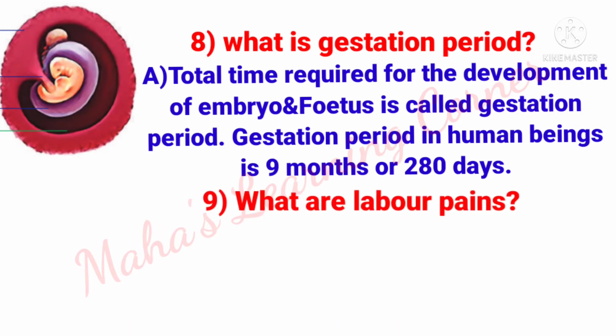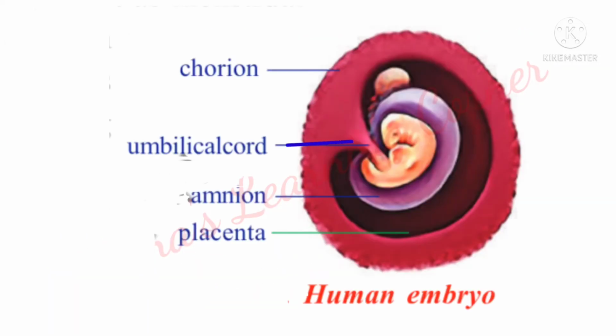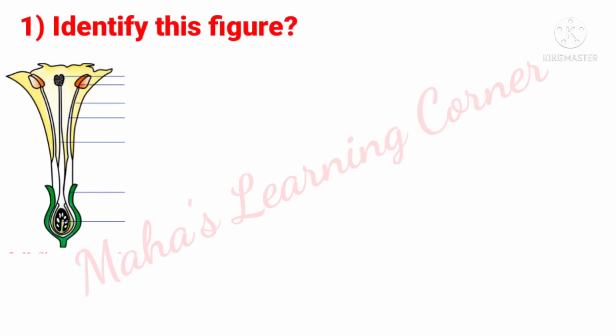What are labor pains? Correct answer. The rhythmic contraction and relaxation of muscle layers of the uterus is known as labor pains. Chorion, umbilical cord, amnion, and placenta. Next, identify this figure. Correct answer.